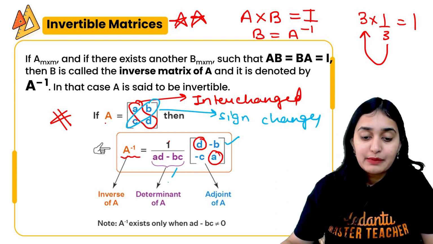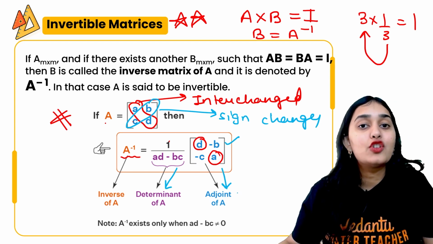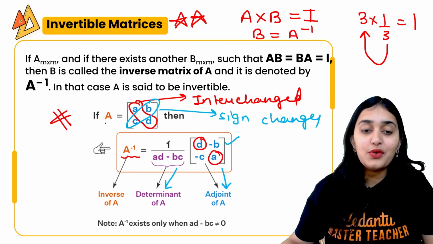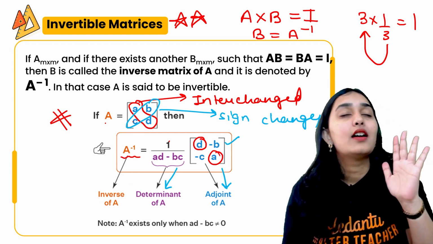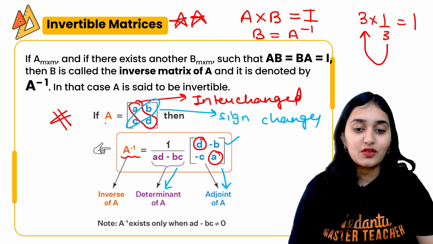Now, this part is called the determinant of A. This part is called the adjoint of A. And like this, you get inverse of A. I will show you a question, so don't worry. Based on this, I will make you practice questions also.